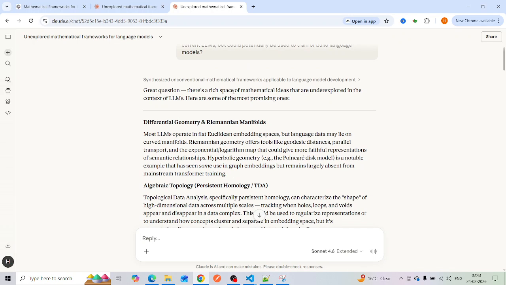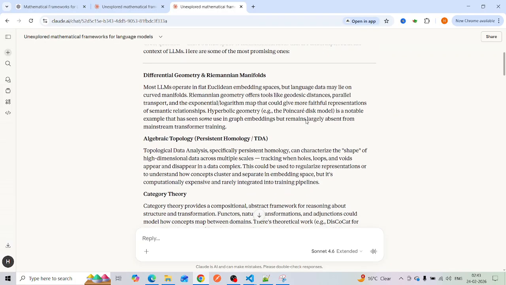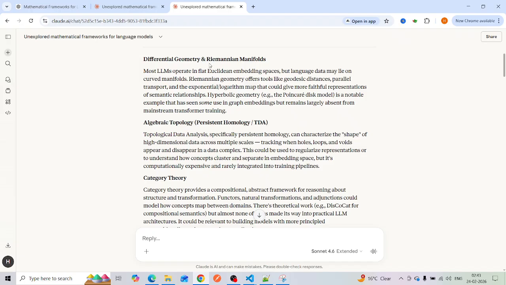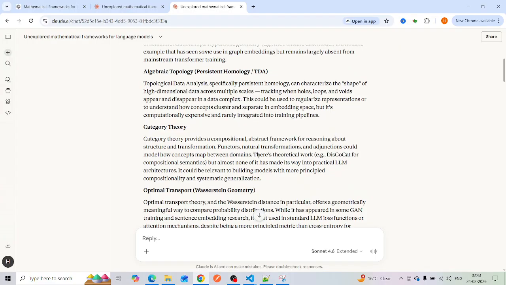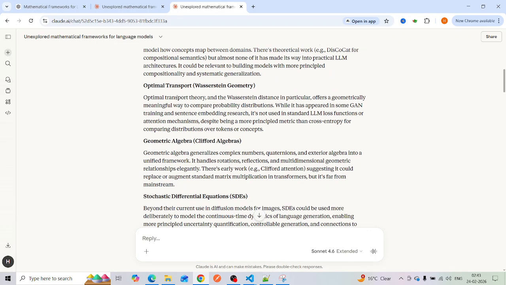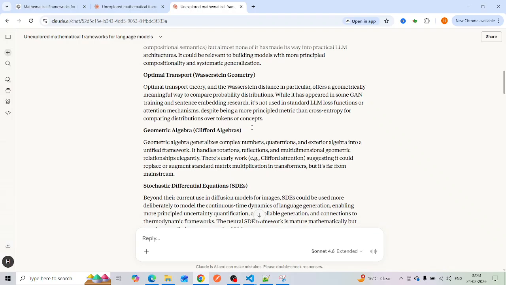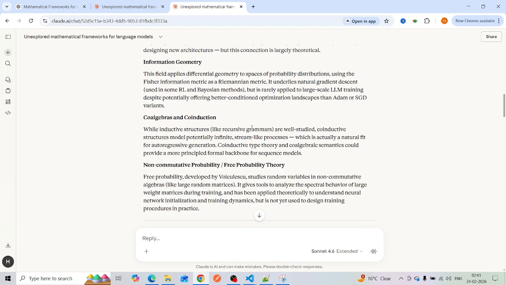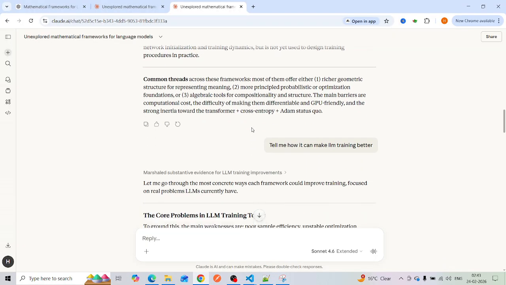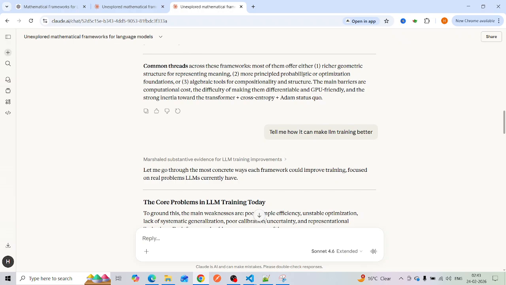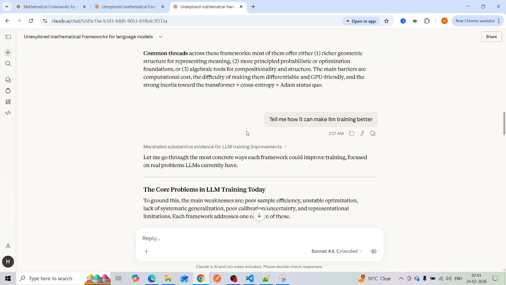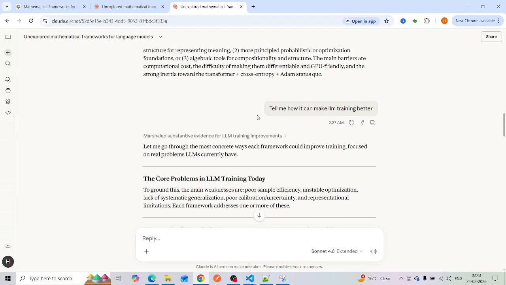So, great question. There is a rich space of mathematical ideas that are underexplored in the context of LLMs. Here are some of the most promising ones: differential geometry and Riemannian manifolds, algebraic topology, persistent homology (TDA), category theory, optimal transport, geometric algebra. Then we have these common threads. Then this is the one, tell me how it can make LLM training better.